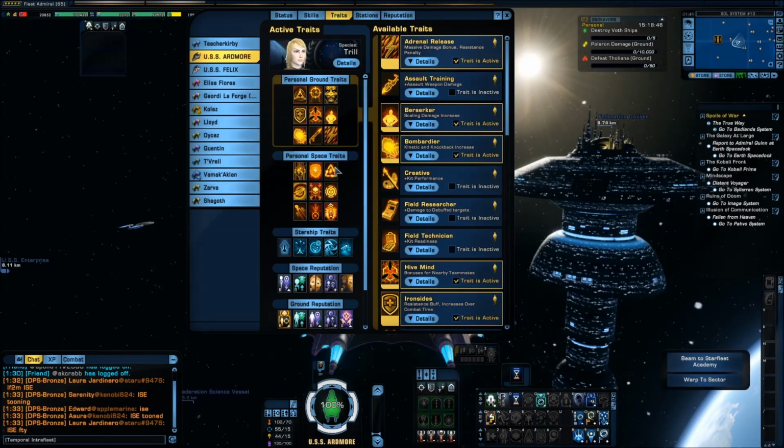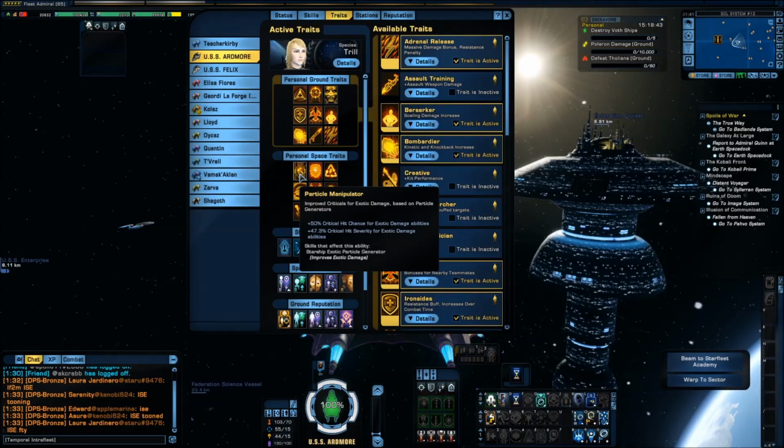And then there are some that are a little different. We have 4 that are a bit different. First, we have particle manipulator. Particle manipulator comes from your level 15 science crafting school. That's how you unlock it. You need to reach level 15 in the science R&D school. What this does is it slaps a whole bunch of extra critical chance and critical severity on top of your exotic damage abilities. You will notice this right now says plus 50 crit hit chance, plus 47.3 crit hit severity for exotic damage abilities.